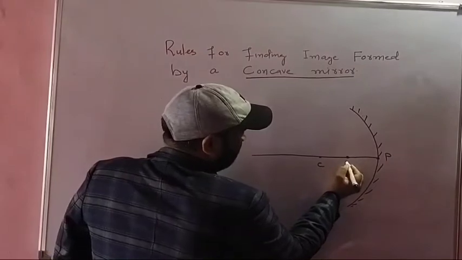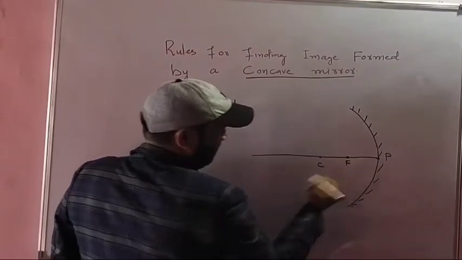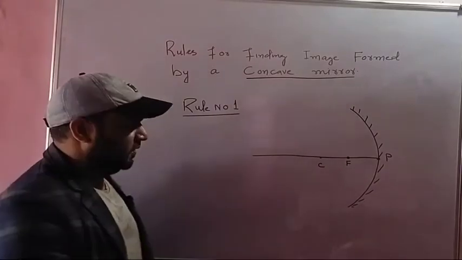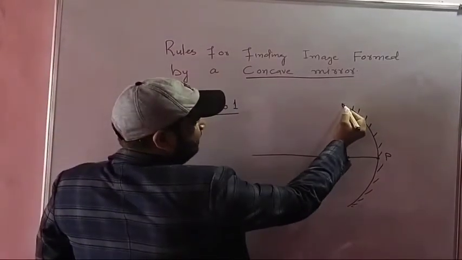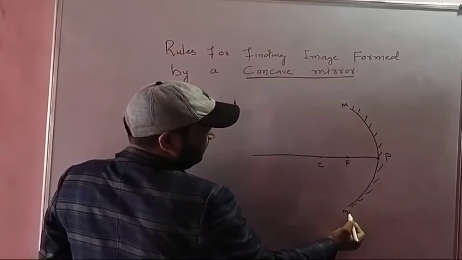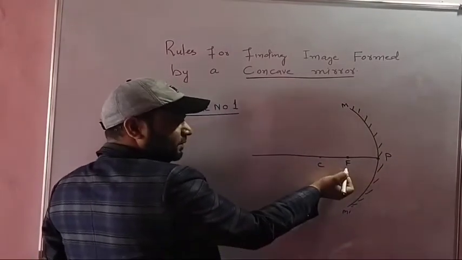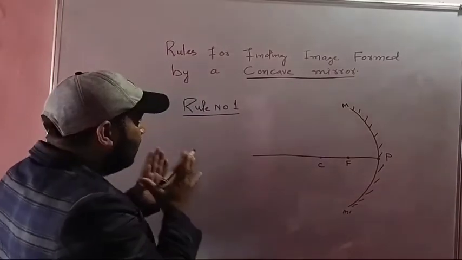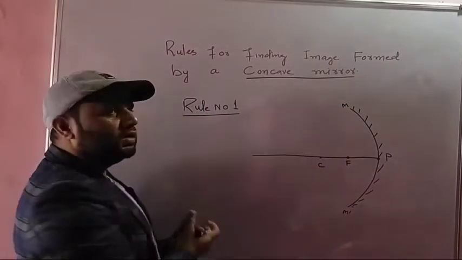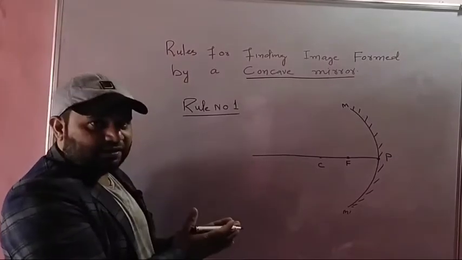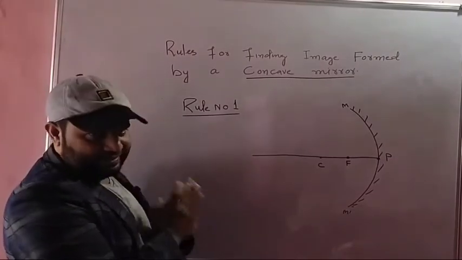Now this point is the principal focus. These terms I have already explained to you. M dash, it is the aperture. This is pole, this is principal focus, this is center of curvature. Here, what is the rule number first? I will show it diagrammatically so that you can better understand.